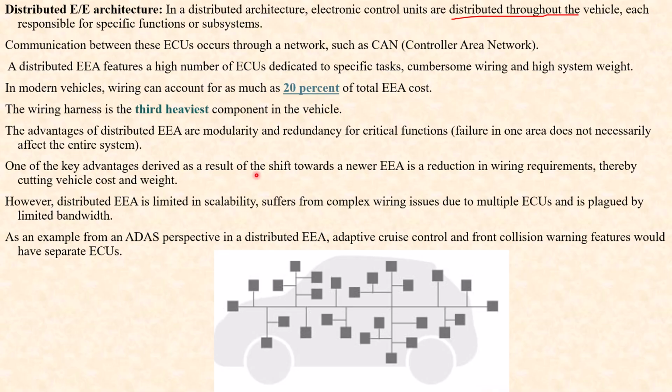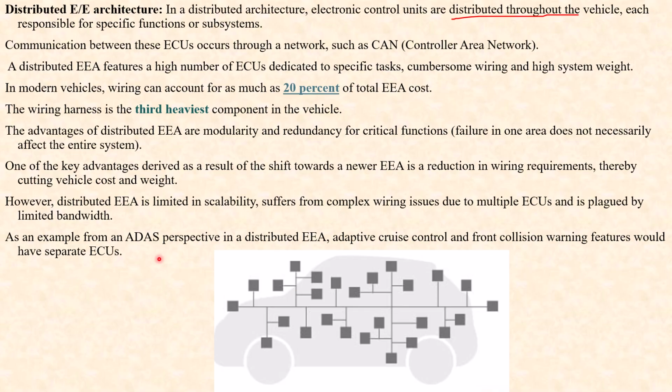Another key advantage derived as a result of shifting towards this is reduction in the wiring requirements, thereby cutting the vehicle cost. Now this is the advantage which all the automakers are chasing: reduction in the wiring requirements, therefore cutting the vehicle cost. However, distributed EEA is limited in scalability, and this is the main disadvantage. It is limited in scalability. It suffers from complex wiring issues due to multiple ECUs and is plagued by limited bandwidth.